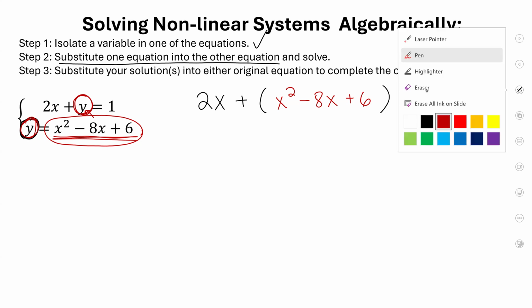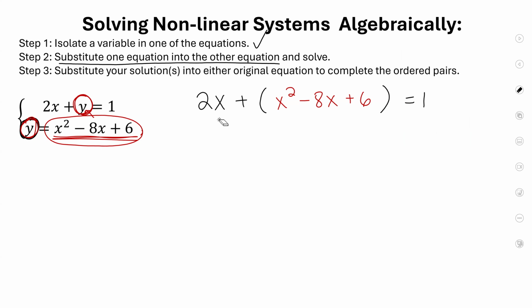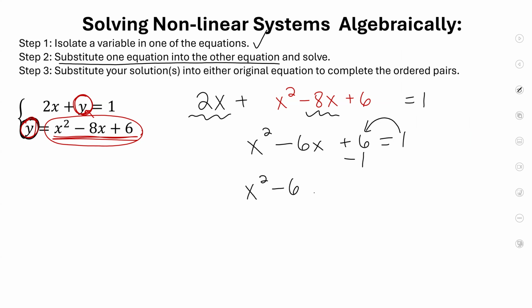Let's combine like terms. 2x and negative 8x is negative 6x. I combine this and this. The parentheses aren't really important when there's a plus sign in the front, so we don't really need that. Okay, next step, I'm going to move the 1 to the other side, making it a negative 1. So what I have is x squared minus 6x plus 5 equals 0.